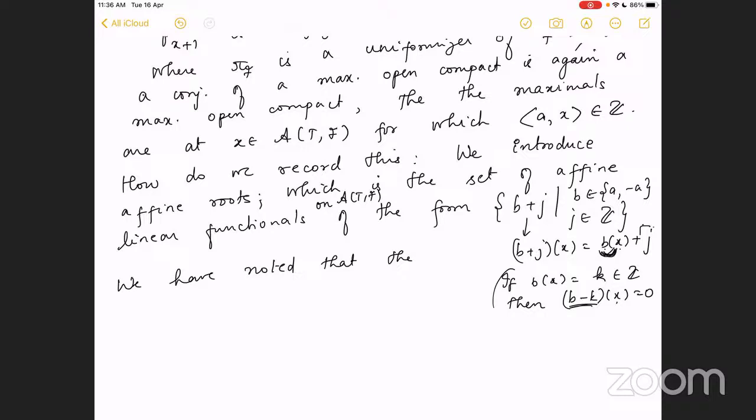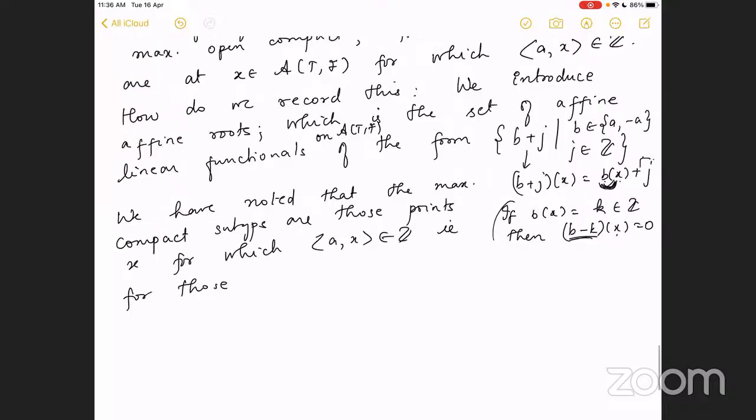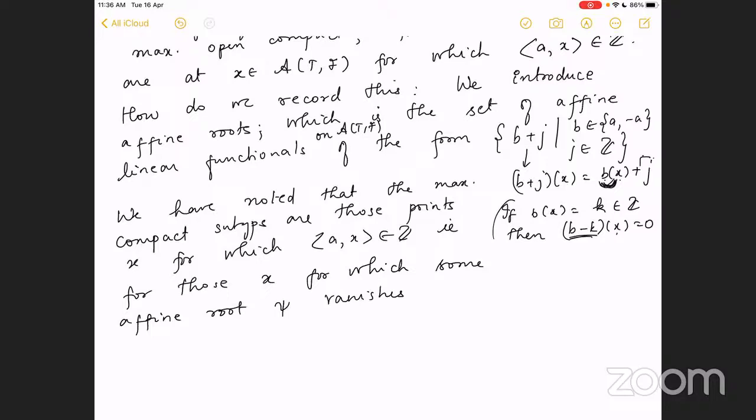Okay, so let me write this down. We have noted that the maximal compact subgroups are those points x for which the pairing between a and x is an integer, that is, for those x for which some affine root vanishes. Whatever this integer is, you can take that integer. If Px is a maximal open compact, then this is an integer, and that gives you an affine root at which x vanishes.